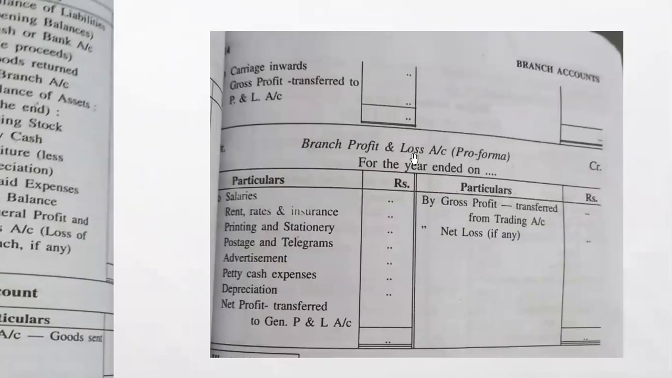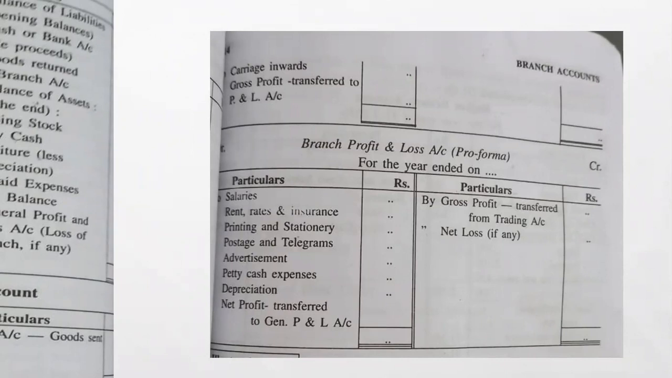Then we will make the branch profit and loss account. Here also we will debit salary, rent, rates, insurance, printing and stationery, postage and telegrams, advertisement, petty cash expenses, depreciation, everything, every expense in the debit side. And we'll write down the gross profit in the credit side. And if there is a difference in the credit side, it will be treated as net loss. And if there is any difference in the debit side, it will be treated as a net profit. Okay.